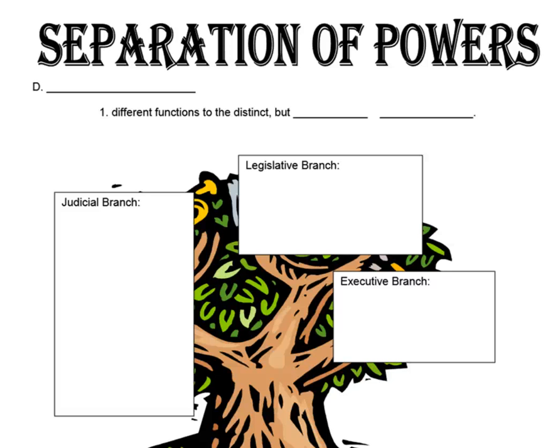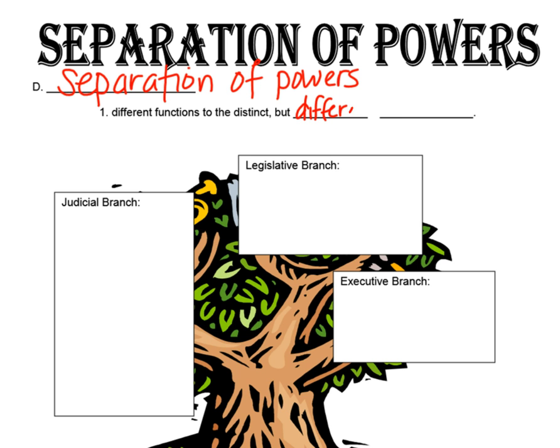Welcome to part 2 of our constitutional concepts. So let's talk about separation of powers. Just from its very title, you know that powers are going to be kept separate. So these are the different functions given to the distinct, different branches. As you know, we have 3 branches, and each one of them has their own jobs.